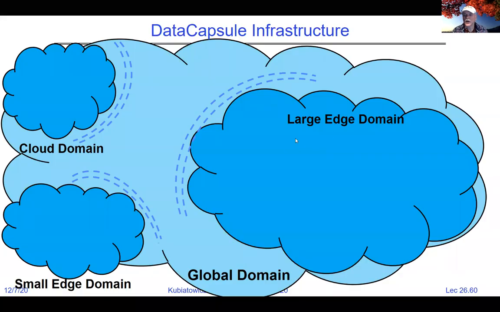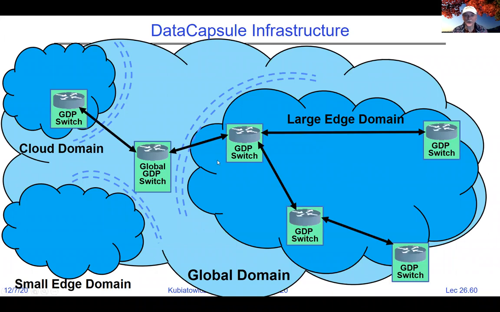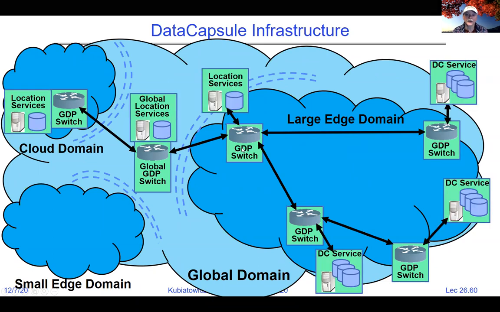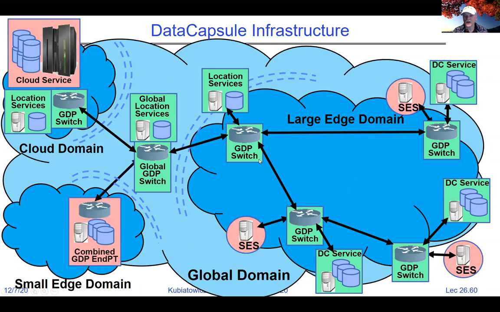I promised you some quantum computing. I did want to show you one other interesting slide, which shows an idea of how we can build things up. The data capsule infrastructure spans the globe, just like TCP/IP does. In that scenario, you potentially get these GDP switches, which are an overlay network on top of IP. You can have location services and storage services for storing data capsules.